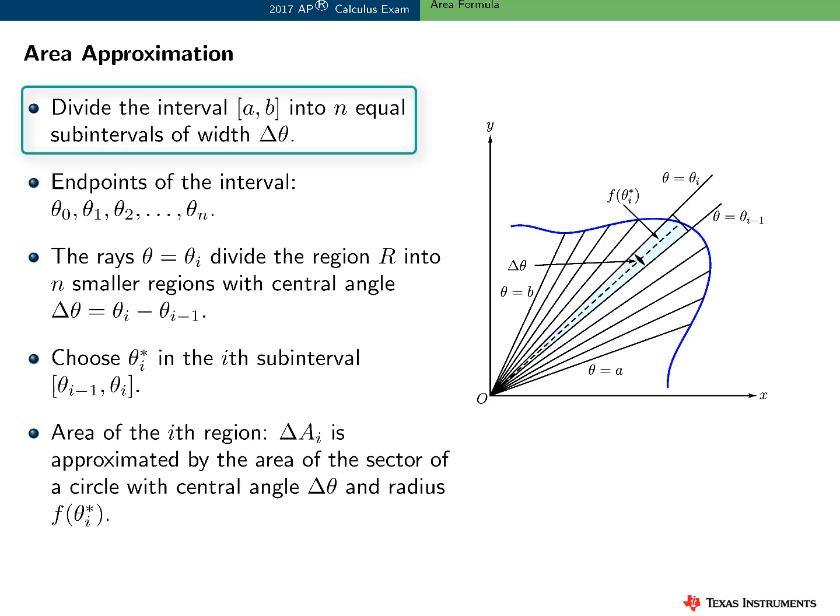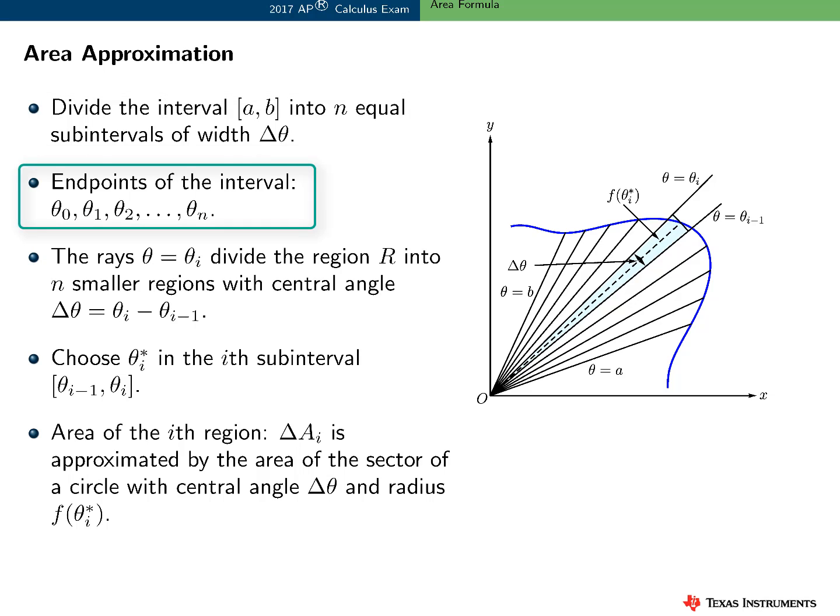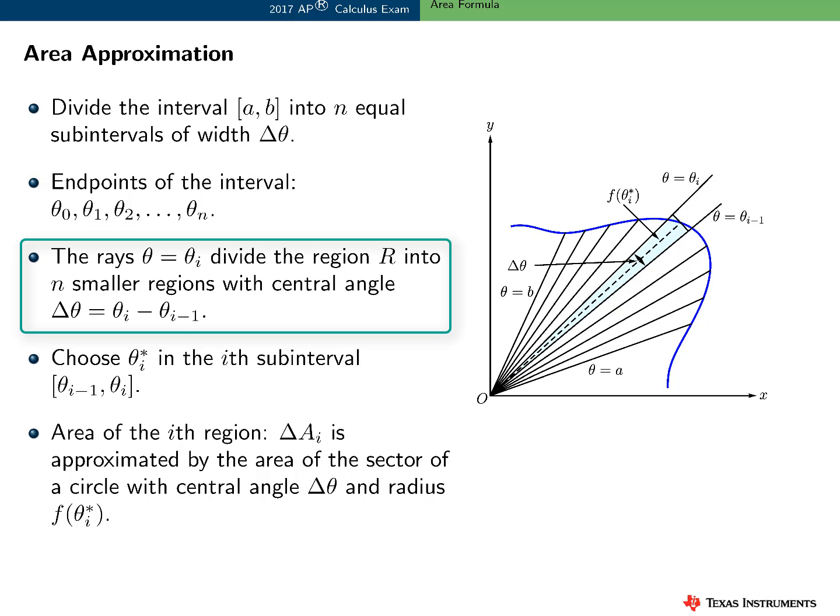To approximate the area of the region R, first divide the interval a to b into n equal subintervals of width delta theta, and label the endpoints of these subintervals as theta sub 0, theta sub 1, theta sub 2, all the way down the line to theta sub n. The rays theta equals theta sub i divide the region R into n smaller subregions with central angle delta theta equal to theta sub i minus theta sub i minus 1.